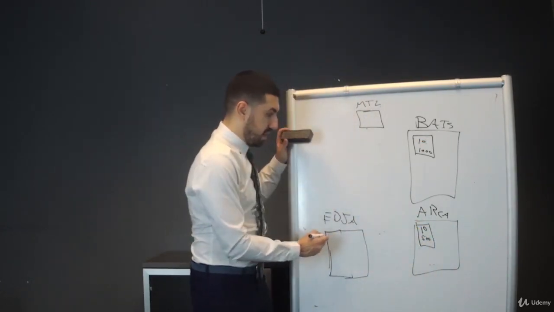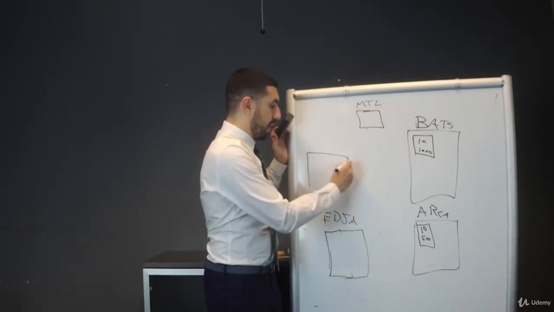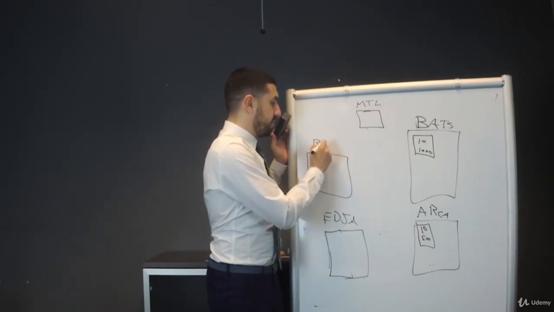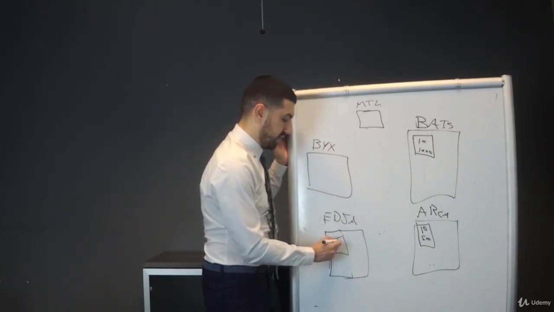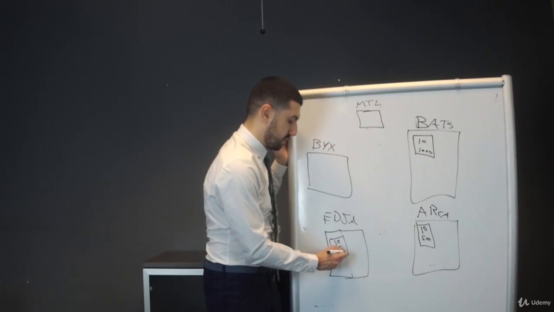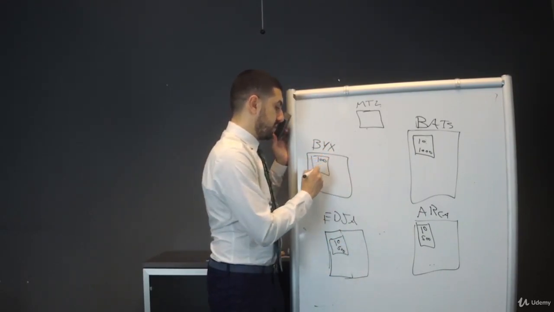And then let's say on EDJ, or actually let me put EDJ and let me put BYX as well. Let's put 4 ECN. BYX. EDJ, there's also 500 shares at $10. And then on BYX, there's only 100 shares at $10.